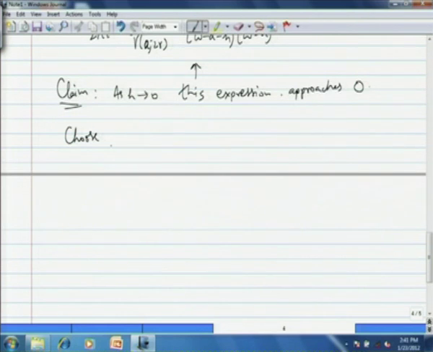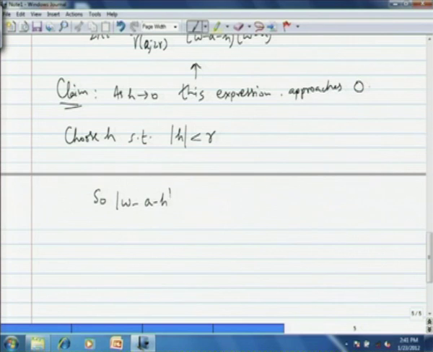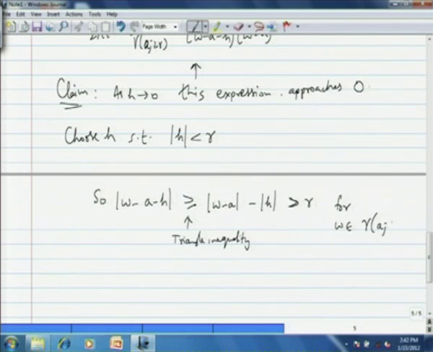So, the idea is as follows: you choose h such that the modulus of h is strictly less than r. Okay. So, the modulus of w minus a minus h is going to be greater than or equal to the modulus of w minus a minus the modulus of h, that is by the triangle inequality. And then that is strictly greater than r, because for w belongs to gamma a to r star, the trace of gamma a to r.